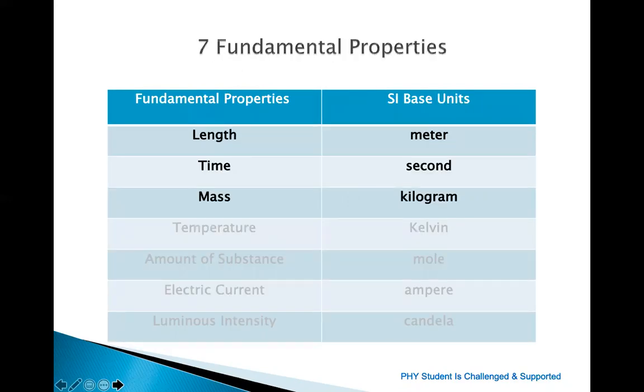If we put this in a larger perspective, there are 7 fundamental properties in the world that measure physical objects and physical materials. Out of the 7, we are studying the first 3, length, time, and mass, in the first part of this physics class. Later on, we're going to introduce temperature, also in this class. The other properties, we're going to introduce later.